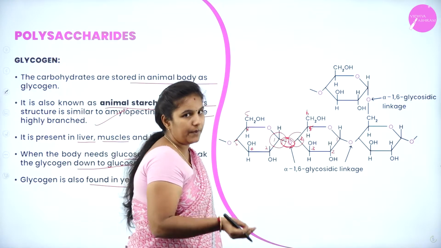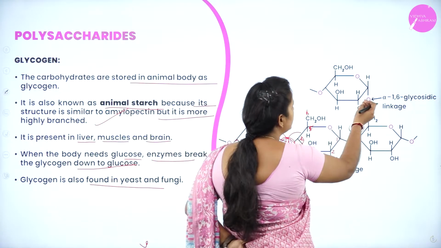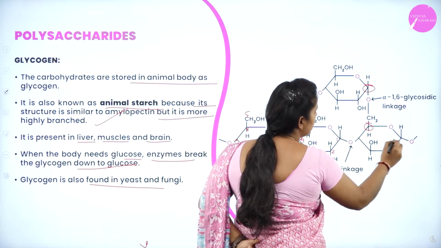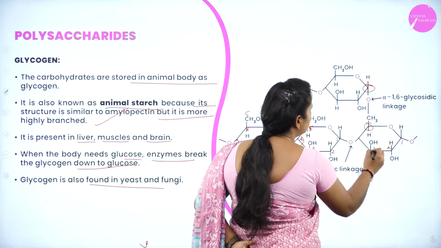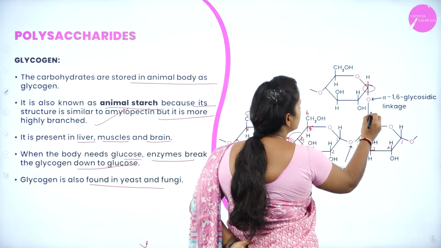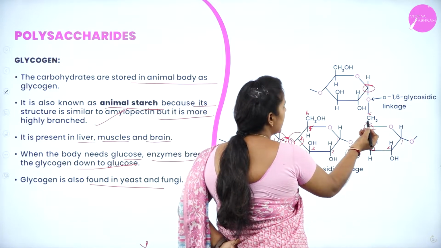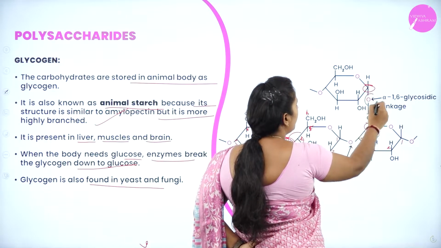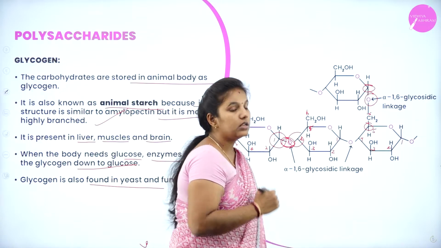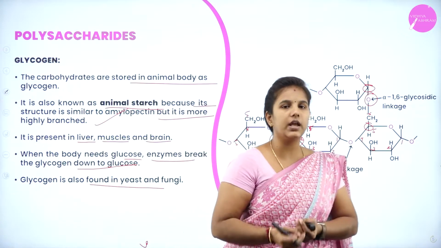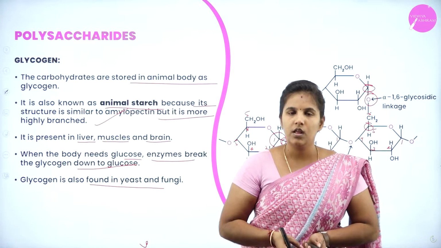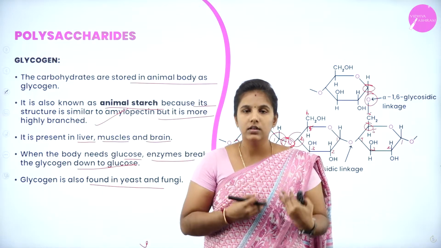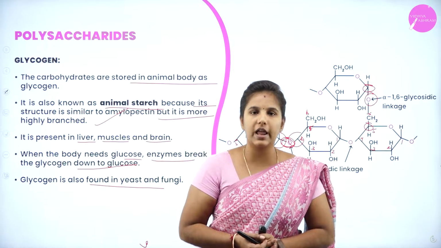But when there is a branching, you can see that the branching occurs at carbon 1 to carbon 6. Is it right? This is the first, second, third, fourth, fifth, and this is the sixth carbon atom. The sixth carbon atom and the first carbon atom link together by forming a glycosidic linkage. This leads to the branching in glycogen. So hope you all understood what glycogen is, and how we can show the structure of glycogen.